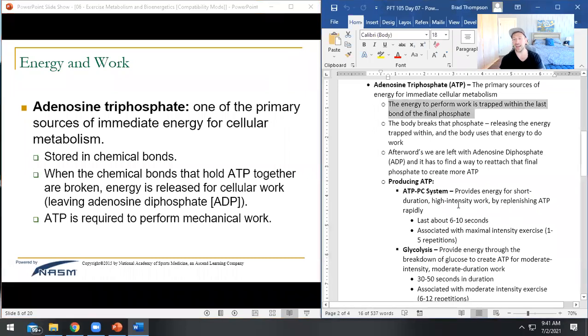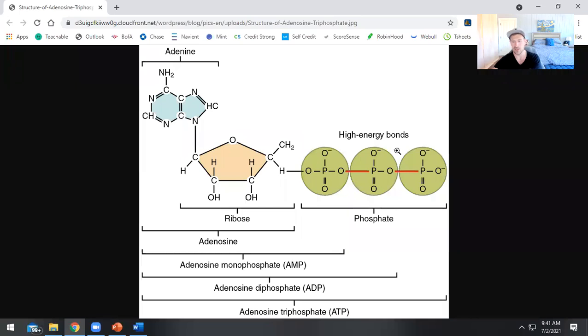So we're doing a much smaller version of this in terms of ATP, but that's how we are capturing that energy. We're releasing this chemical bond. So the body breaks the phosphate. That releases the energy that's trapped within, and the body uses that energy to do work. And afterwards, we're left with the wreckage of an ATP molecule, which we are going to call adenosine diphosphate, or ADP. If you were left with just 2 phosphates, we'd call it diphosphate, right?